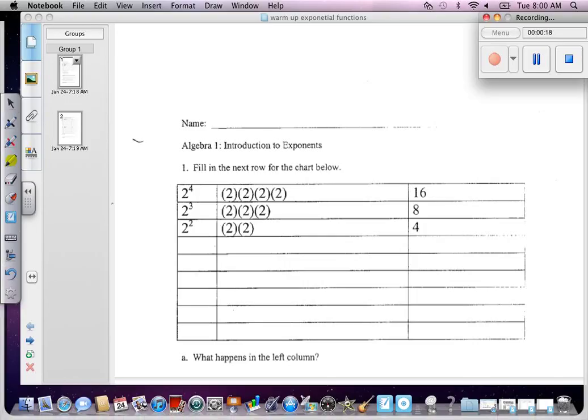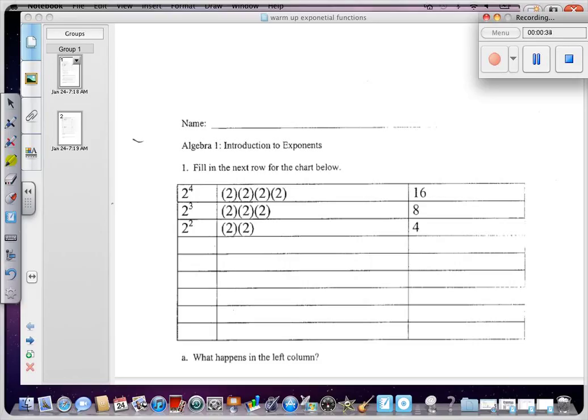Exponents talk about a process for you. If it says 2 to the 4th, it's not 2 times 4. It's 2 times 2 times 2 times 2, like it's written here, which is how we got 16. 2 times 2 times 2, that's what gives us 8. 2 squared is 2 times 2, which gives us 4.